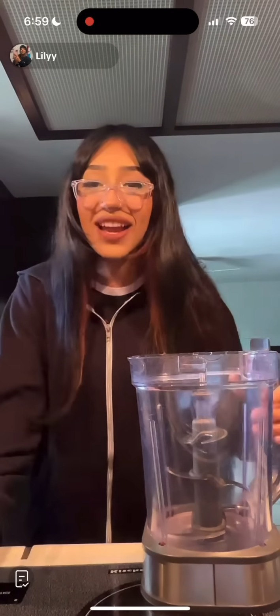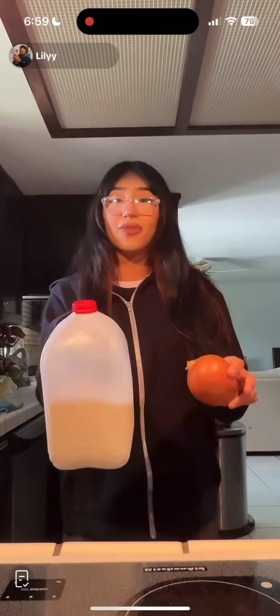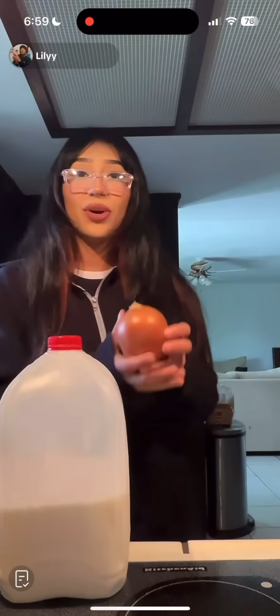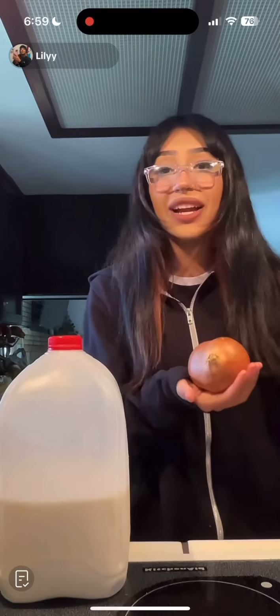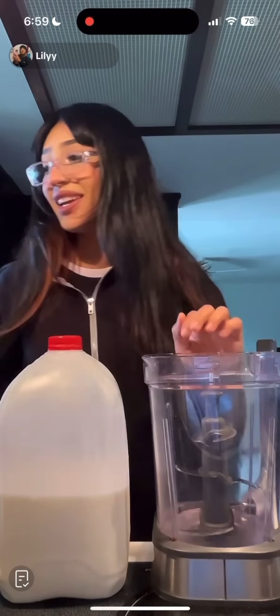All right, smiley face has won. Now let's see where I place the smiley face at. Suckers! That means I get to get the milk. Okay, so you guys chose smiley face, which was like this. So I won milk. Oh, so this one did not win, so I'm not putting onion in my smoothie.